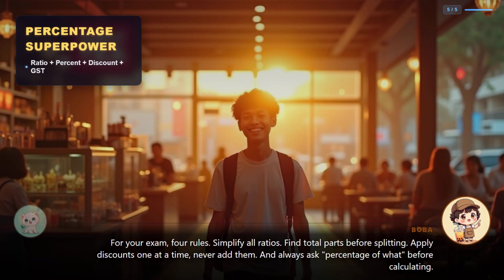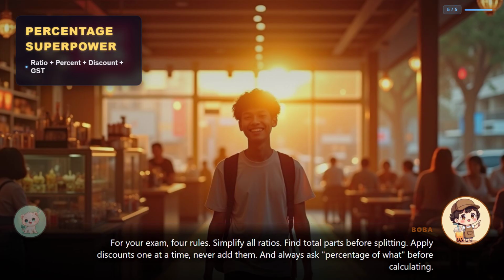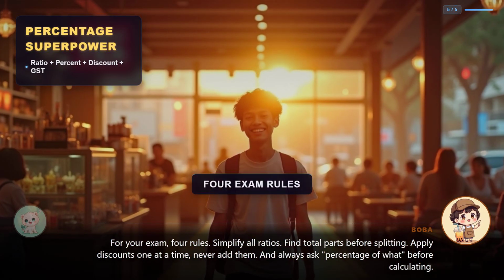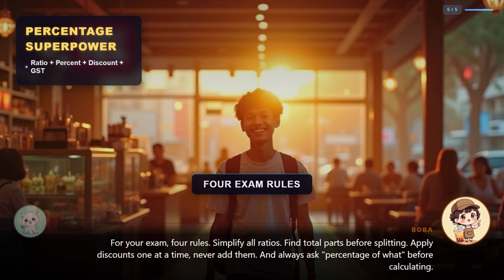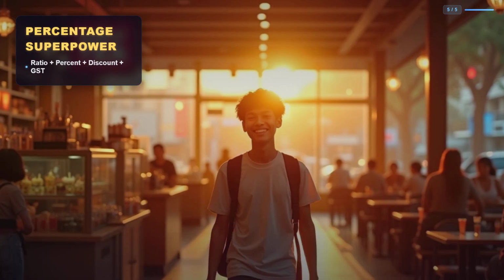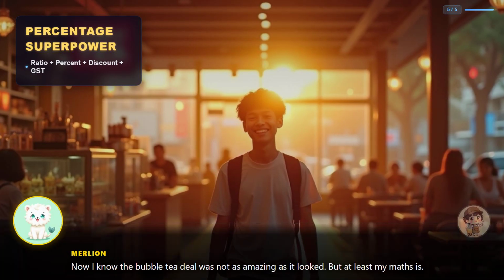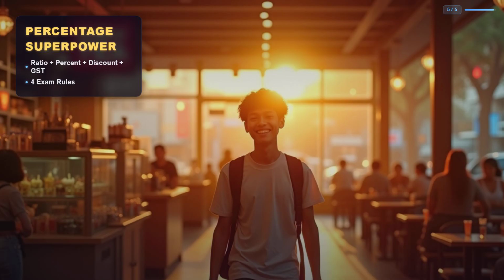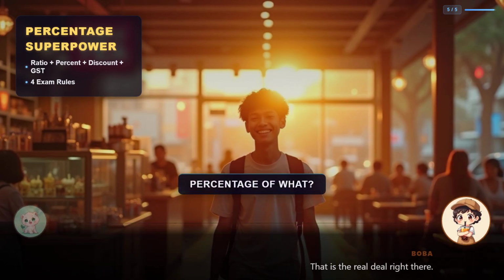For your exam, 4 rules. Simplify all ratios. Find total parts before splitting. Apply discounts one at a time, never add them. And always ask, percentage of what before calculating. Now I know the bubble tea deal was not as amazing as it looked. But at least my maths is. That is the real deal right there.